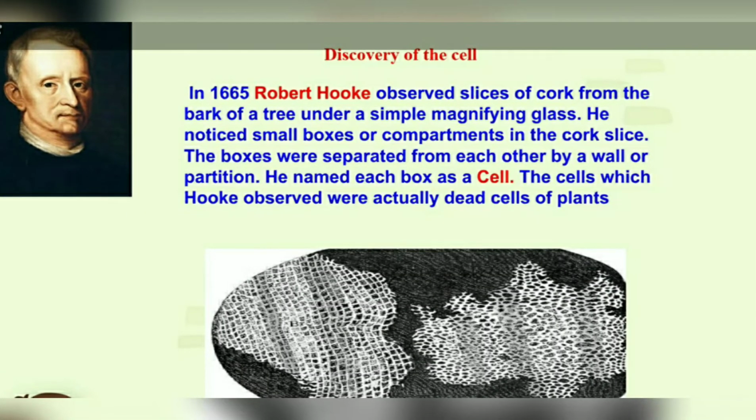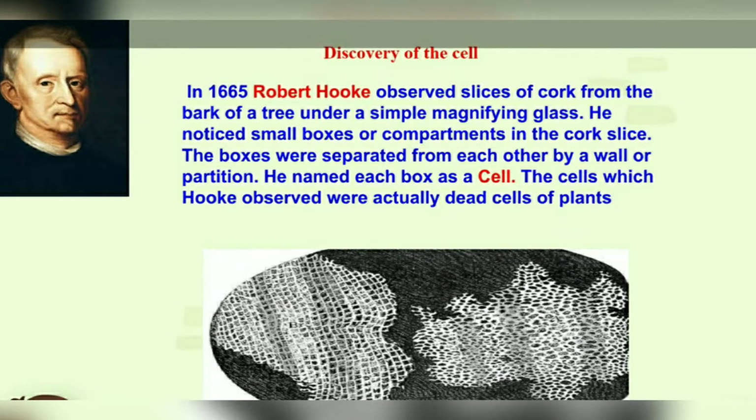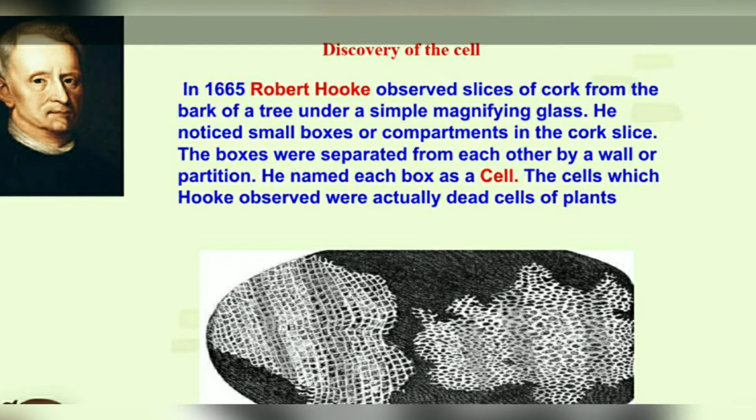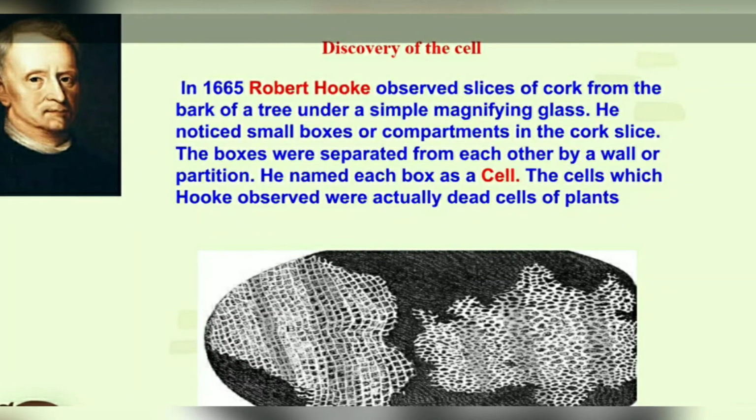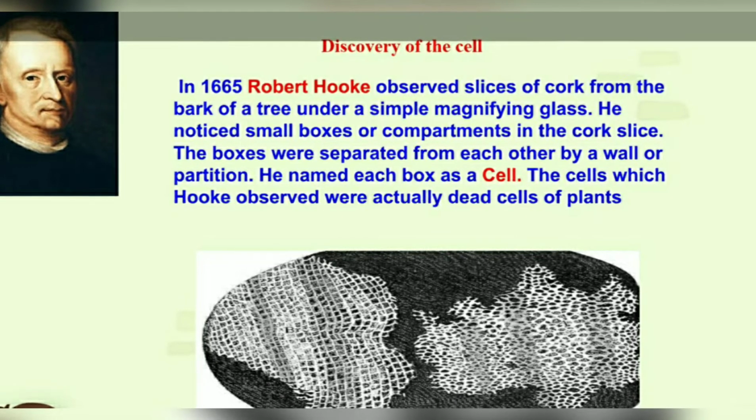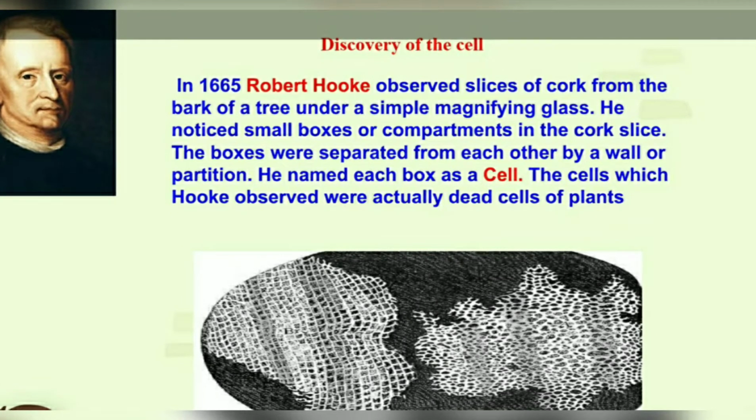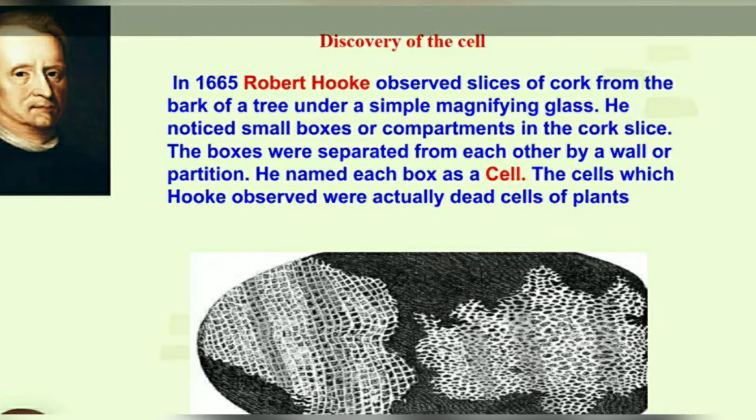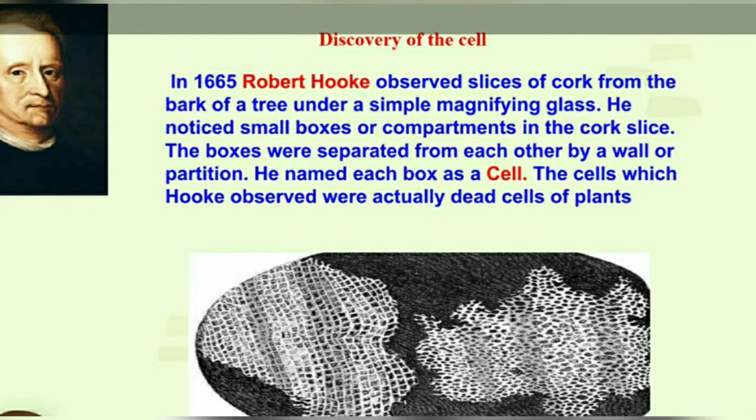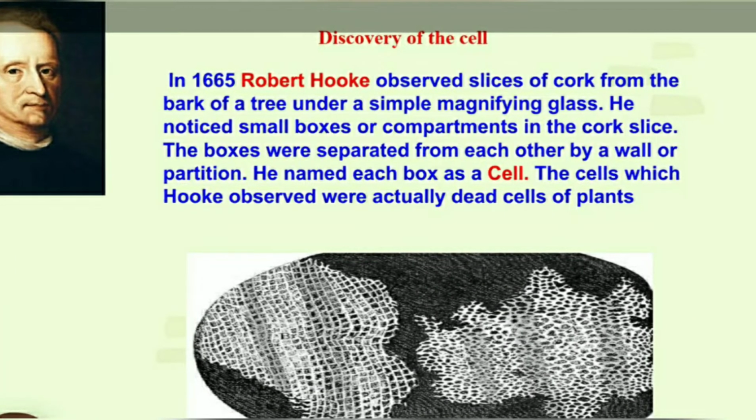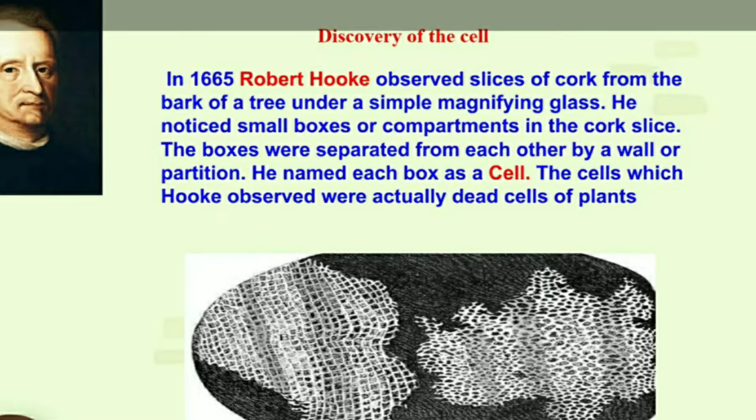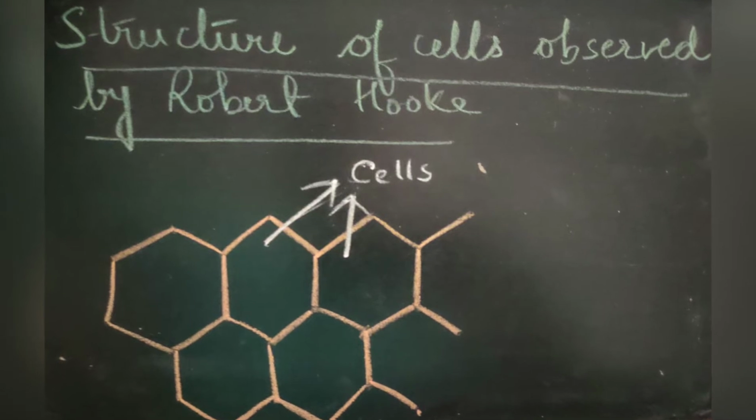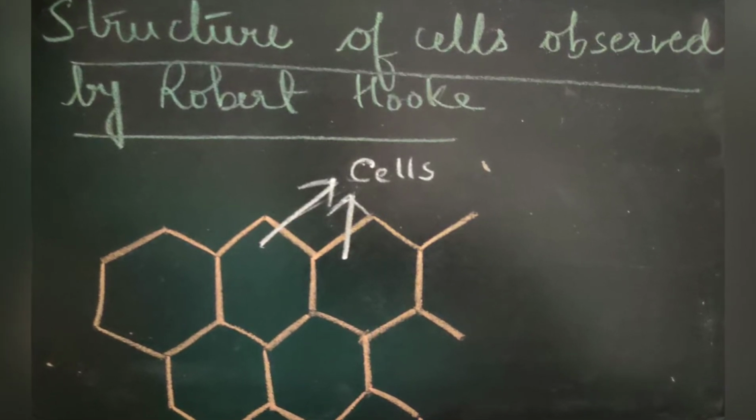Cell was discovered in 1665 by Robert Hooke. He was observing slices of cork from the bark of a tree under a simple magnifying glass. He noticed small compartments which were separated by walls. He named those compartments as cells. This is the structure of cells as observed by Robert Hooke, the famous honeycomb structure.